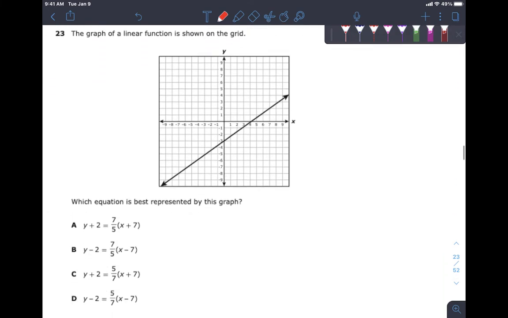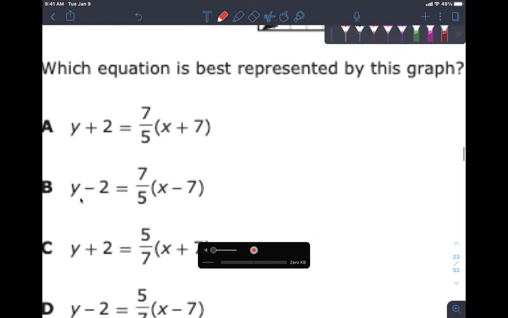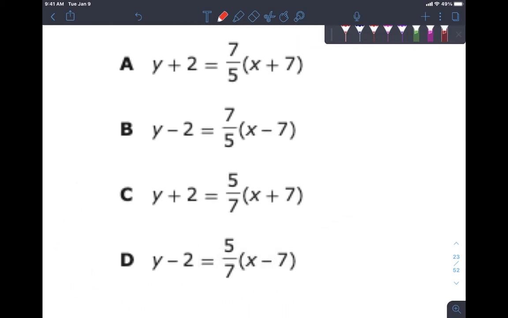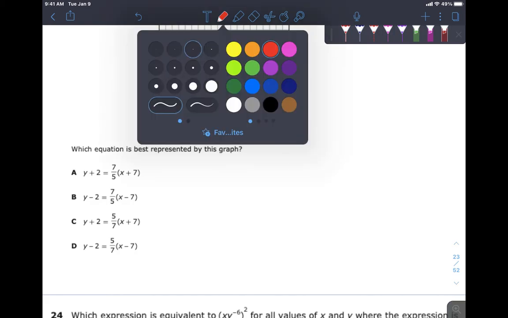All right, let's take a look at the next one. Now, I want you guys to notice something about this. Look at these answer choices. This is in what is called point slope form. Traditionally, most people don't really use this because it's kind of a weird equation. But before we go any further, I just want to give you a little bit of background about this equation.